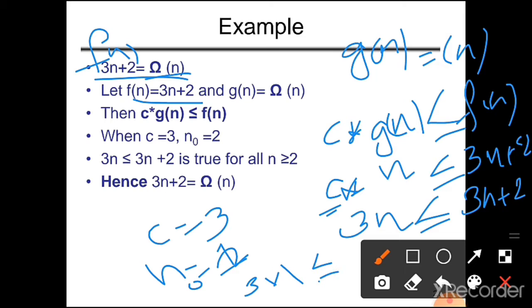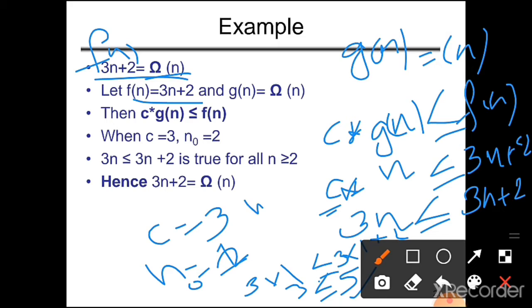less than or equal to 3 into 1 plus 2. That is 3 less than or equal to 3 plus 2, 5. So 3 is less than or equal to 5. It is correct. It is true.